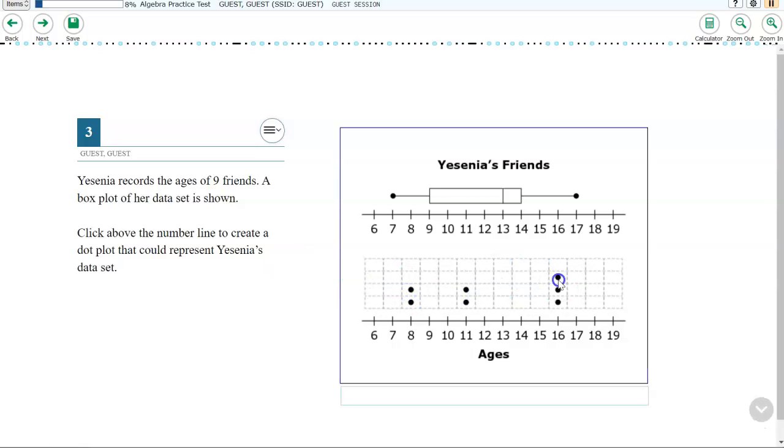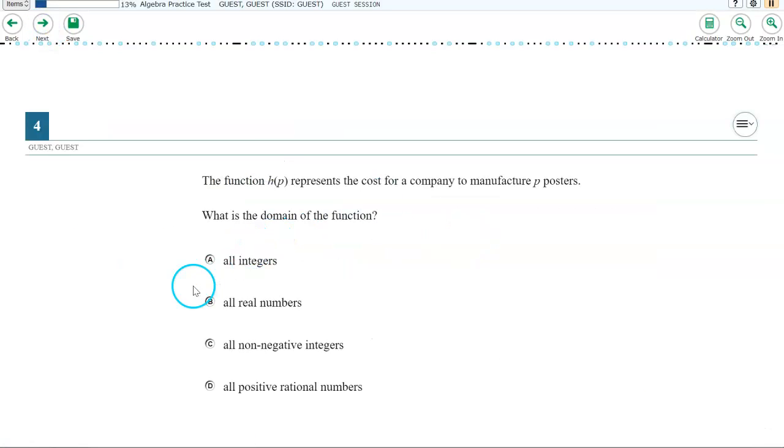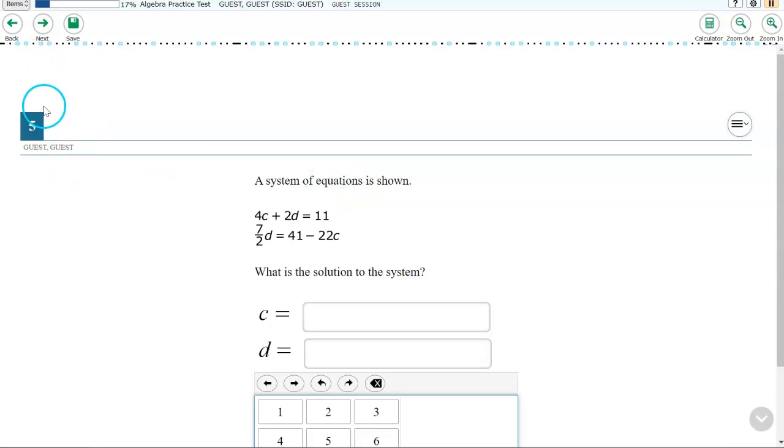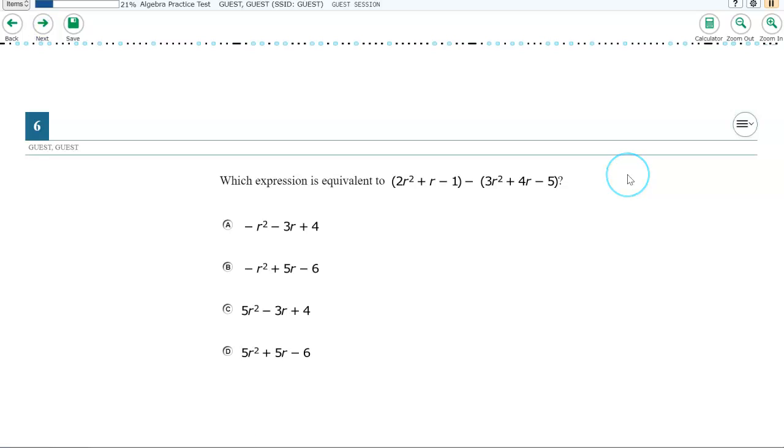And we're supposed to graph points in here, so I'm just going to put a bunch of points. Okay, next. The domain of the function is, I don't think all integers, but I'm going to put it anyway. And then 5, we'll just put 1, 1. All right, so here we are.